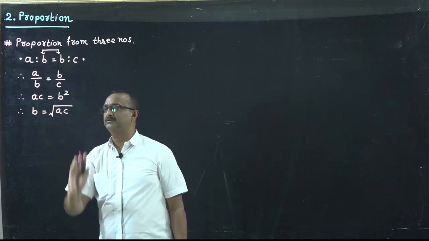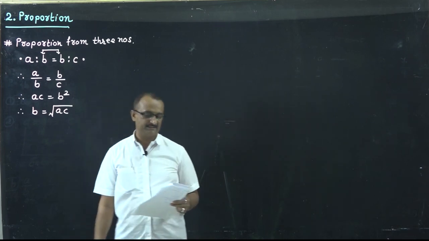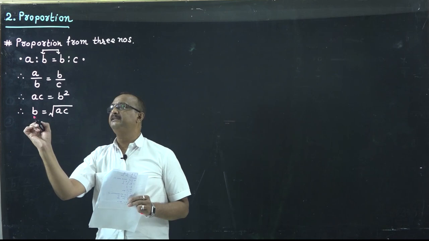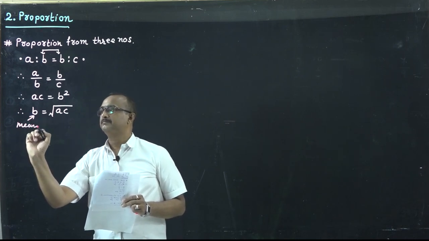If we take the square root on both sides, what happens? B is equal to under root of AC. So it is called mean proportional.